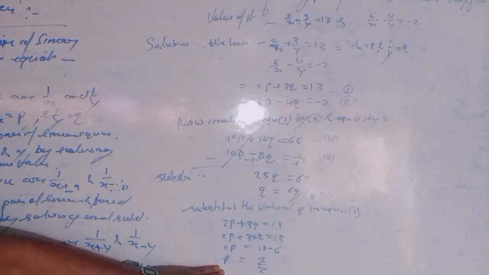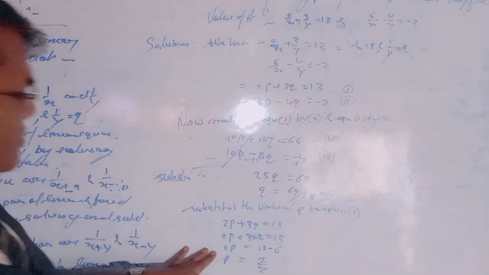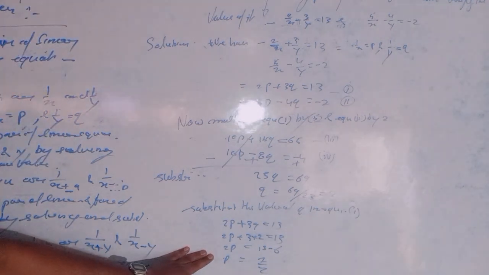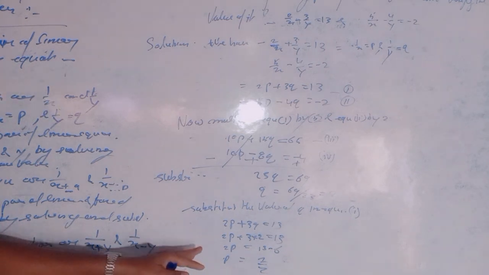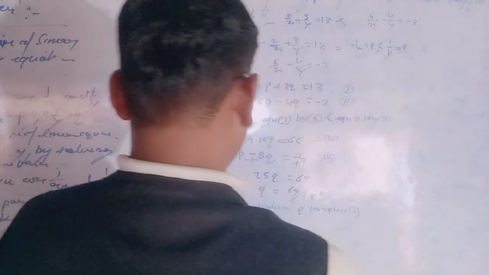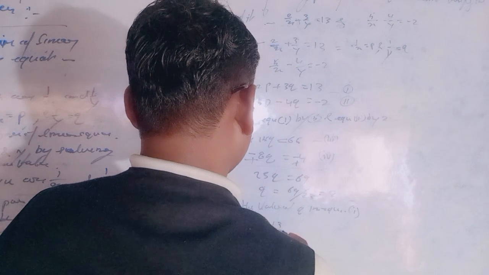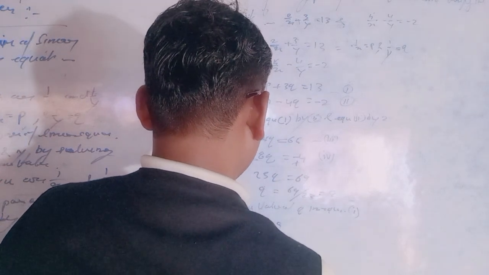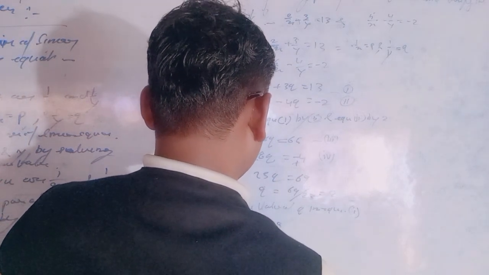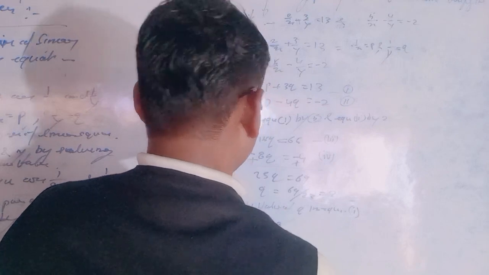So by substituting the value, we have found p, and we can use any other equation too. If we substitute this value of q, we find the value is 3. Okay, so the value of p is 2 and the value of q is 3. Suppose here it is 8, so 8 by 2 is equal to 4. So p is equal to 4.